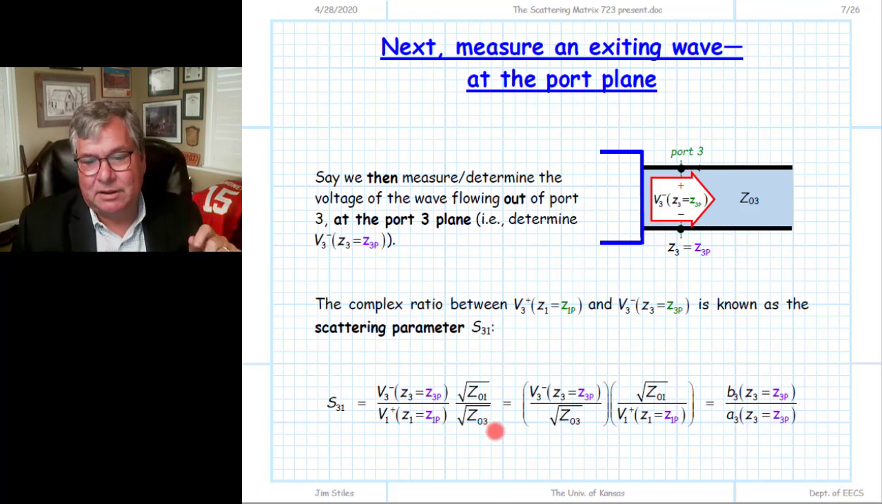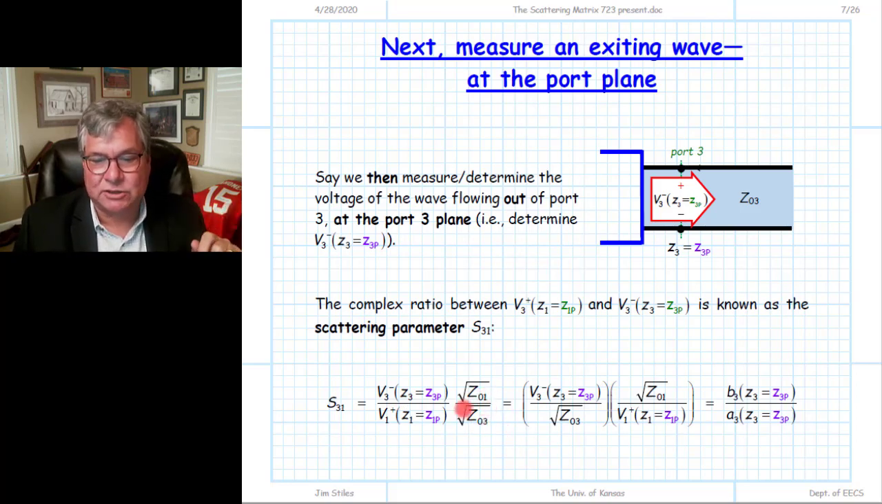Where is this going? In this case, we have the square root of Z01, which is the characteristic impedance of the incident wave. It's in the numerator. And then the square root of the characteristic impedance Z03, that of the scattering wave, is in the denominator. Why do we write it this way? We have V3 here in the numerator. Why do we have Z01 in the numerator? Seems like they should be flipped over.